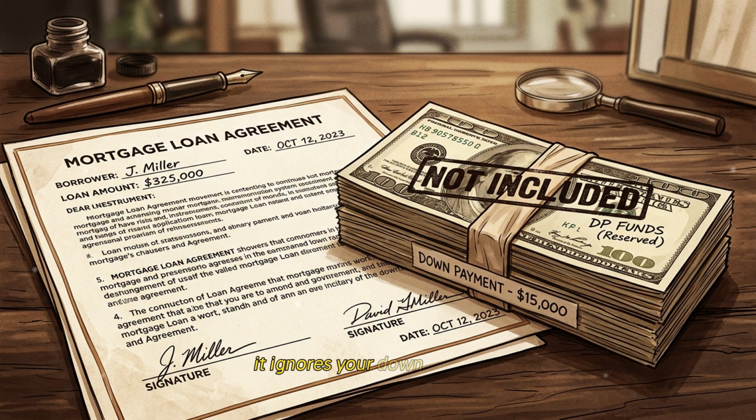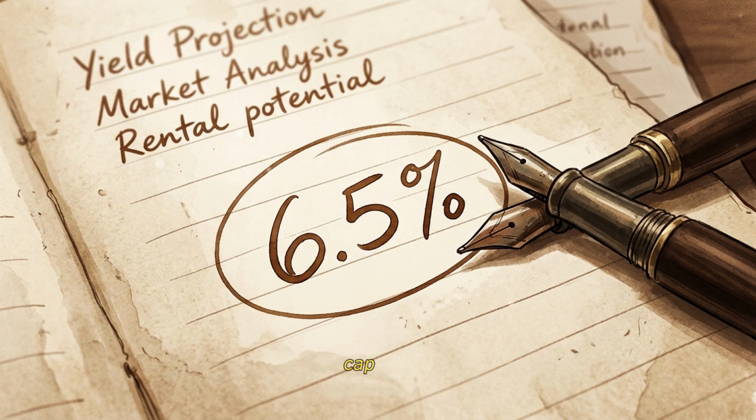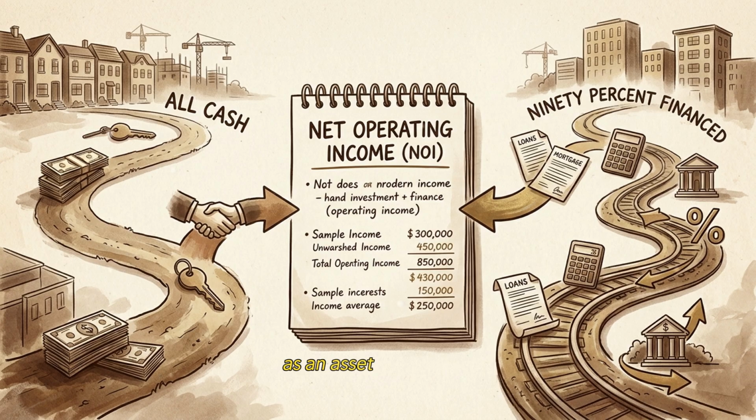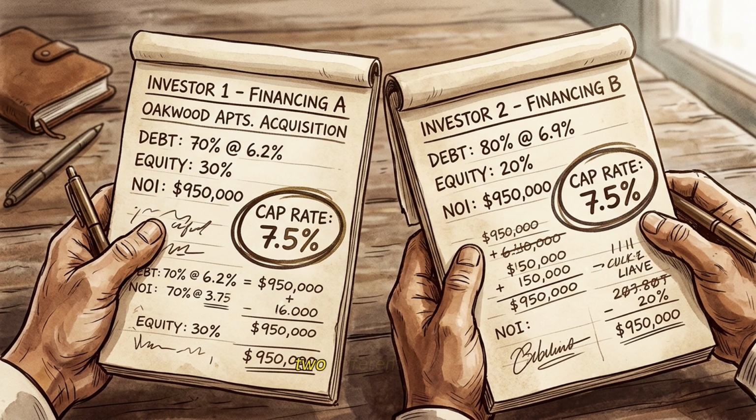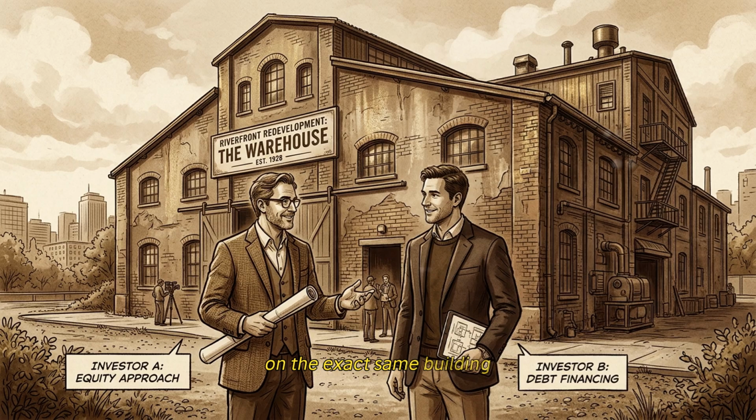It ignores your down payment. It ignores whether you paid all cash or financed 90% of the purchase. Cap rate is designed to measure the building's performance as an asset, completely independent of the buyer's financing decisions. 2 different buyers, one all cash and one heavily leveraged, should calculate the exact same cap rate on the exact same building, because their financing has nothing to do with what the property itself produces.